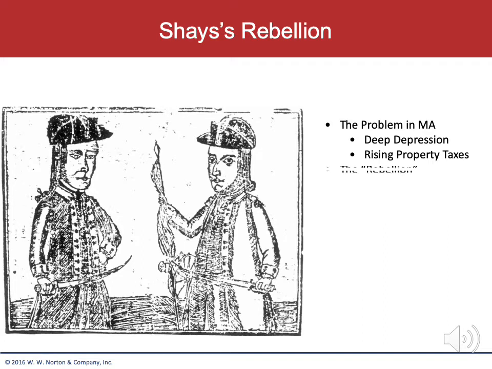Taxes were on property. And so the rebellion, as it's referred to, really involved trying to block the courts from foreclosing on farmers who hadn't paid their property taxes. That's really what's happening. So Daniel Shays was a former Revolutionary War veteran who was struggling to pay off his property taxes on his farm. And they tried to get the legislature to accept payment in kind, which basically meant Shays and his followers wanted to give produce from their farm to the state in lieu of payment.